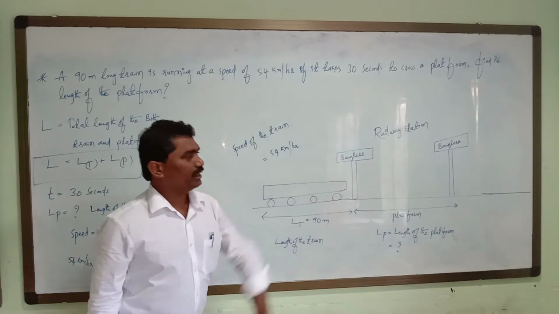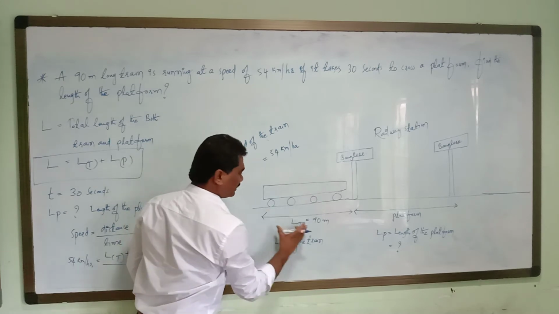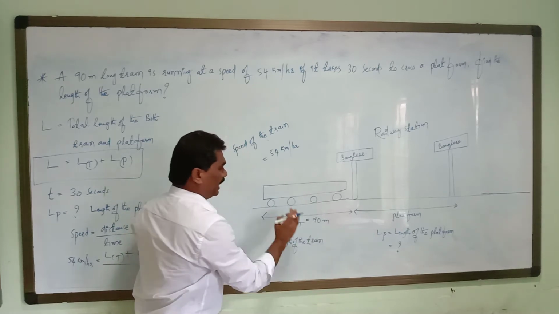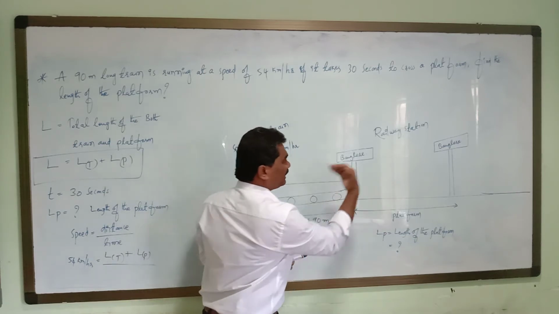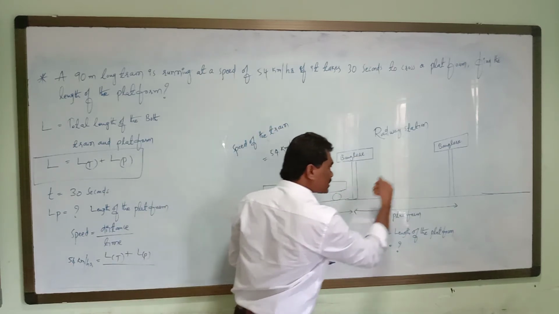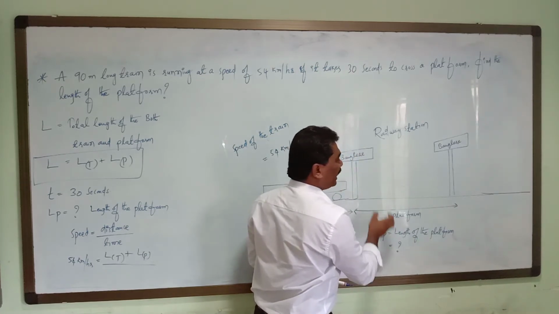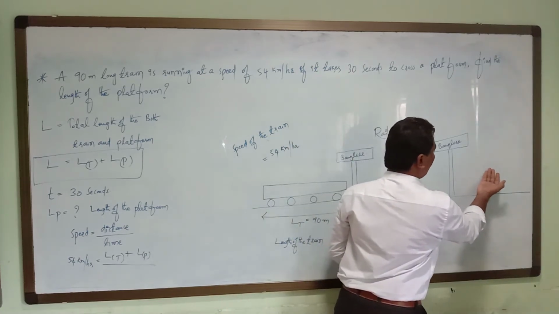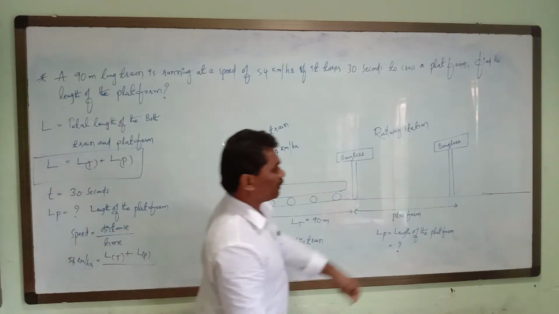To cross the railway station platform, first of all the train should cross its length, that is 90 meters. The 90 meters length of the train should be crossed first. Then it can enter the platform, and to cross the platform it should cross the length of the platform. So then it can come to this particular position.